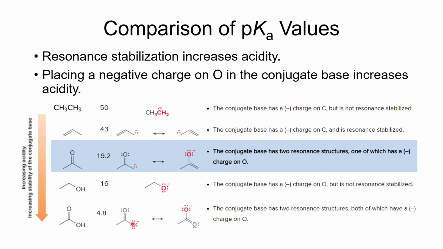And because we've got two resonance structures and they each put the negative charge on the oxygen, that's a pretty stable anion, which means this is a relatively strong acid. Now, it's not as strong as a regular strong acid like HCl or sulfuric acid, but it is a reasonably strong acid. All right, so 19.